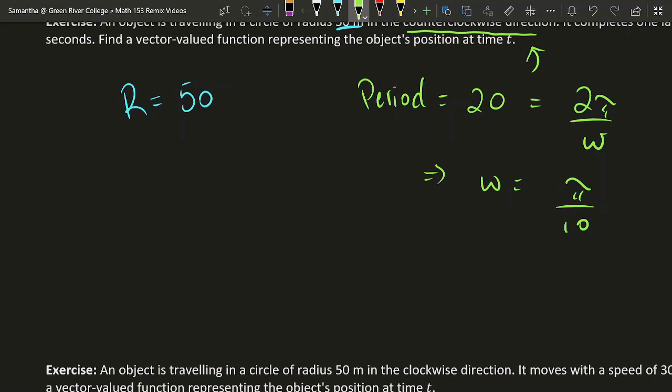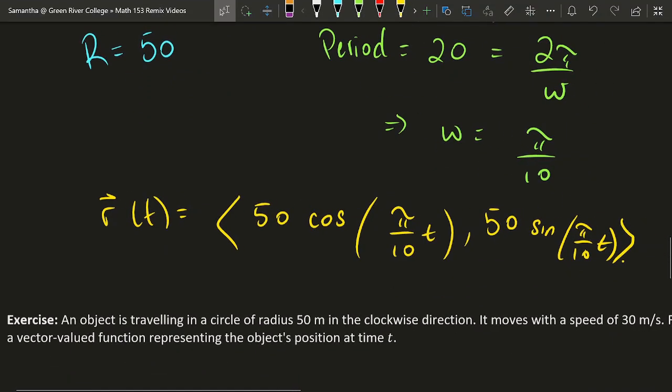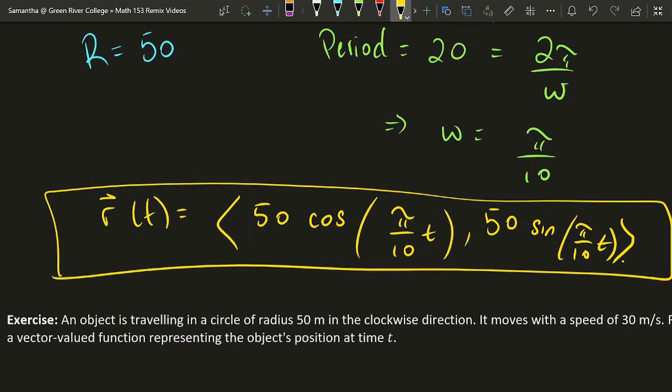And from this, we have all the data that we need to parameterize the circular movement described in this example. The radius is 50, the x is cosine, the omega is pi over 10t, and I'm going to leave it positive because it needs to be counterclockwise. For y, the radius is 50, we use sine, omega is pi over 10t, and I'm going to leave it positive because we want this to be counterclockwise. So this would be the vector valued function representing the movement.